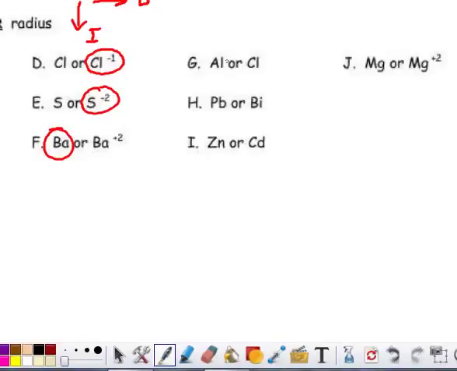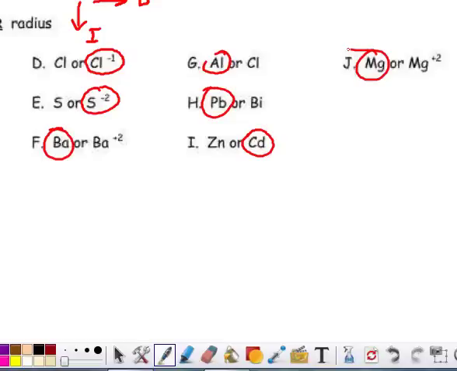Aluminum or chlorine? Aluminum, because chlorine is to the right. Lead or bismuth? Lead, because bismuth is to the right. Zinc and cadmium? Cadmium, because it's lower on the same column. And then we have another positive compared to the atom. The atom is going to be larger because you take away electrons. It makes it smaller. Same number of protons pulling on less electrons, remember.